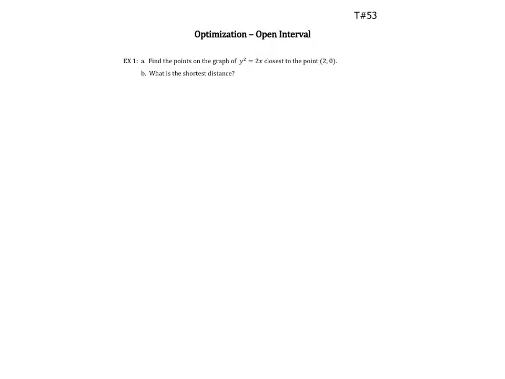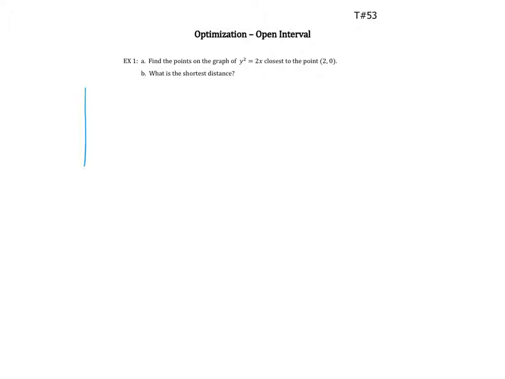All right, so we're going to look at optimization again, but this time you're going to see a little difference in the domain and what you're going to have to do to justify an absolute. So it said find the points on the graph of y squared equals 2x closest to the point (2, 0). So let's see if we can get a picture just to understand what we're trying to do here.